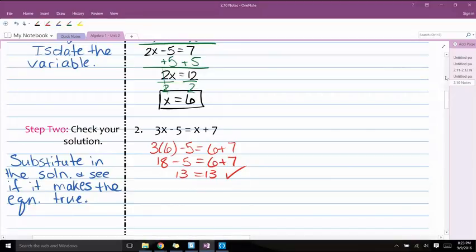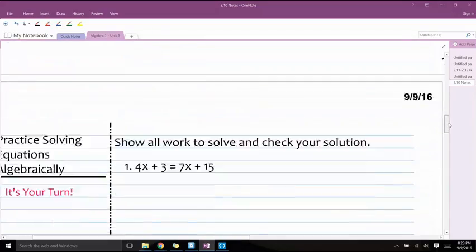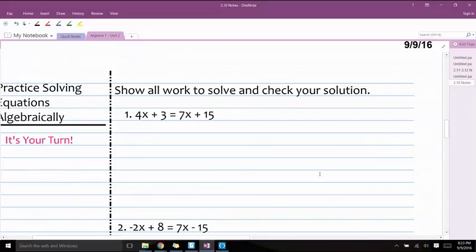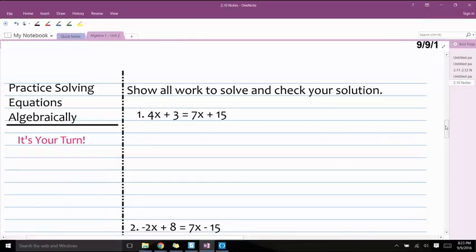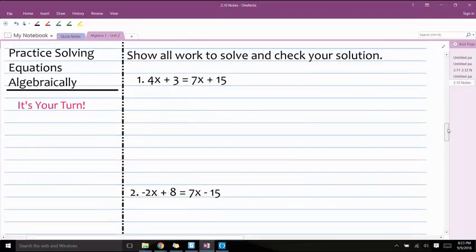Okay, nice work, guys. All right, so what I want you to do now is go ahead and pause the video, and I'd like you to try these two examples right here on your own, and then check your solution too. I do want you to actually practice that skill right now. And then when you're done, you can play the video again, and I'm going to walk through the steps so that you can check your work. Okay, have fun.